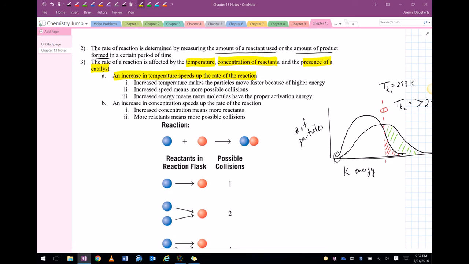Okay, so let's see. Increased temperature makes the particles move faster because of higher energy. That means we're going to have more possible collisions. Okay, think of speed dating. If you go on one date one night, you can only have that one date. But if you go on, let's say, 10 dates in one night, you have a greater chance of causing an attraction to occur, right?